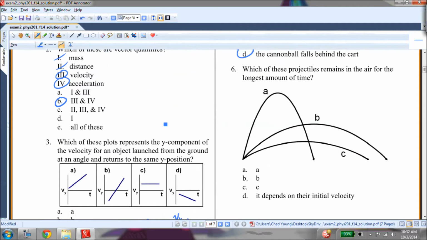Which of these projectiles remains in the air for the longest time? Well, the y motion dictates how long it's in the air, and so the one that goes higher has the longer hang time.